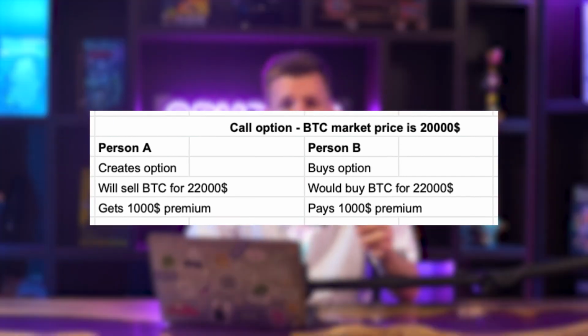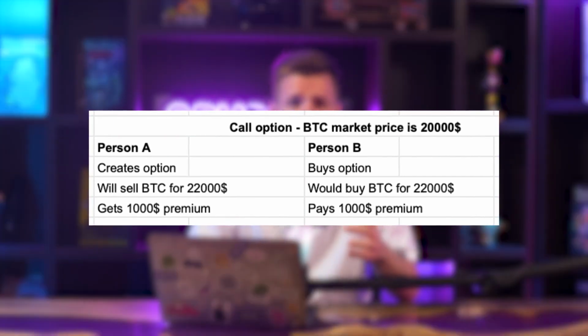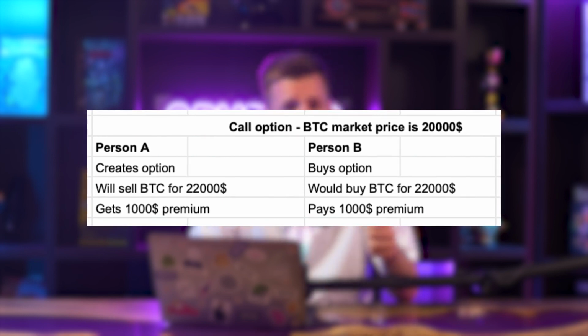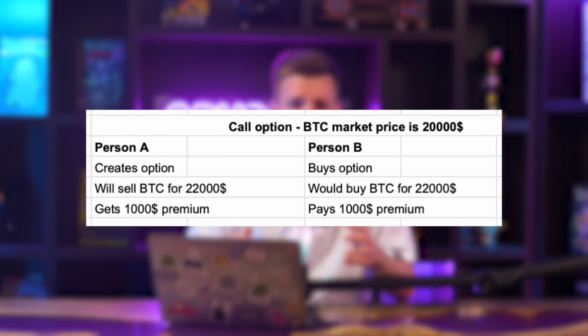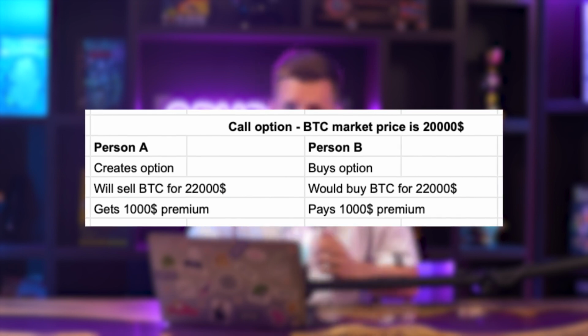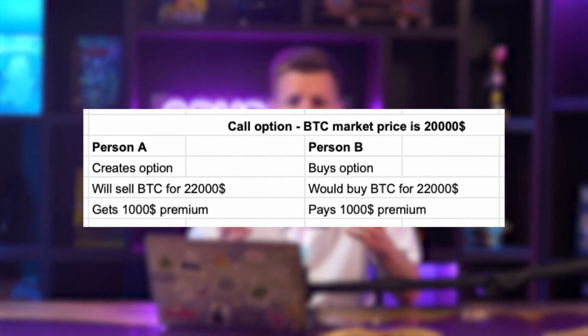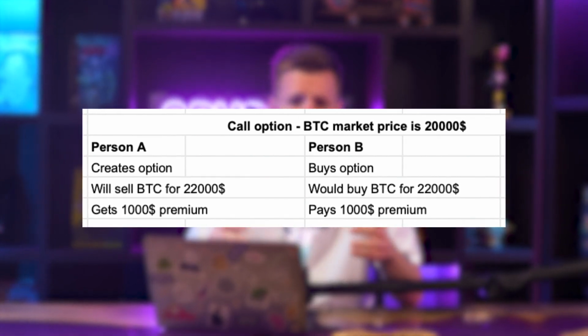As an example of an option, say you are person B and you have acquired or bought a call option from person A to buy Bitcoin for $22,000 in a period of 7 days from now. In order to get this option, you have paid the person A $1,000 as a premium, which he gets to keep in any case, if you do buy the Bitcoin or even if you don't buy the Bitcoin. And also, as a side note, let's say that Bitcoin at this time on the market price is $20,000.